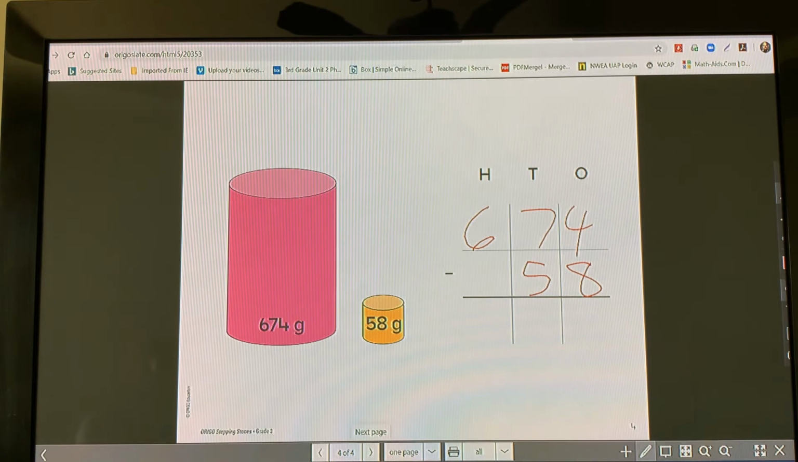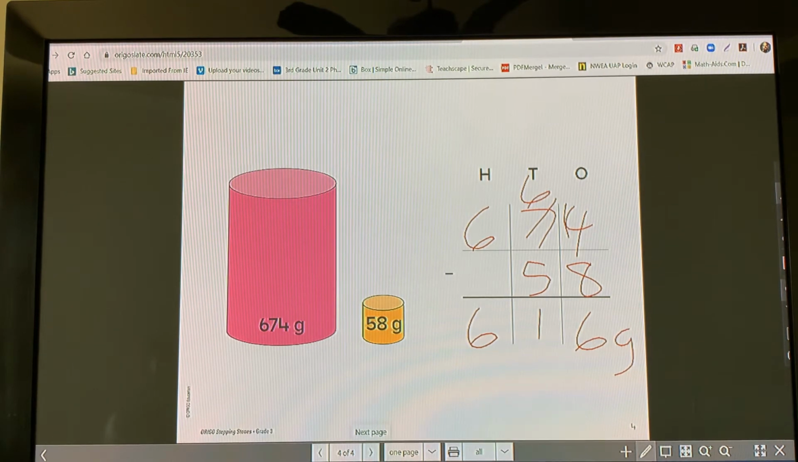I cannot. So I'm going to go ahead and regroup 110. Okay, now there's 6 tens left, and 10 ones plus 4 ones equals 14 ones, right? 14 ones take away 8 ones is equal to 6 ones, and 6 tens take away 5 tens is 110, and then 600, nothing to take away, right? So the difference in those two objects' weight is 616 grams. All right, we'll put the little gram symbol right there, okay?